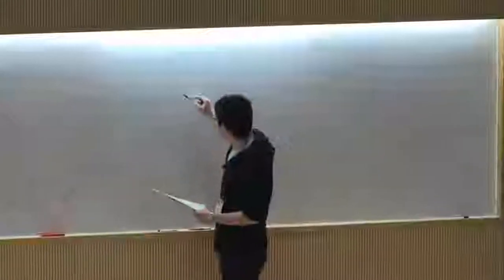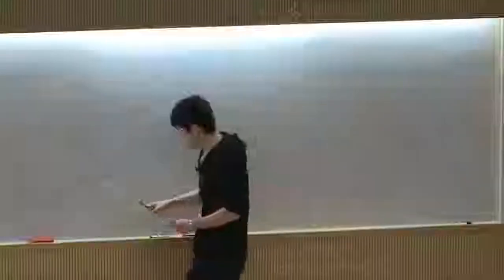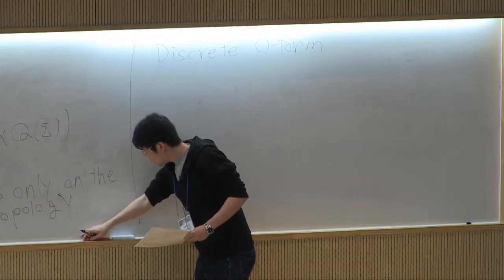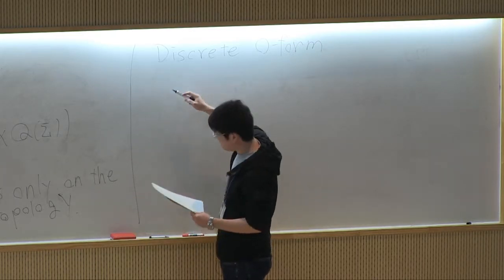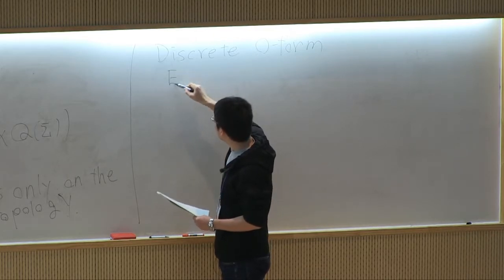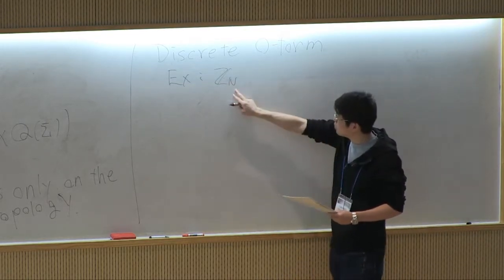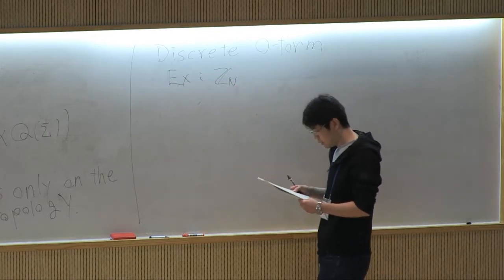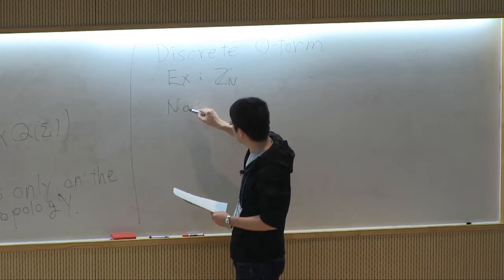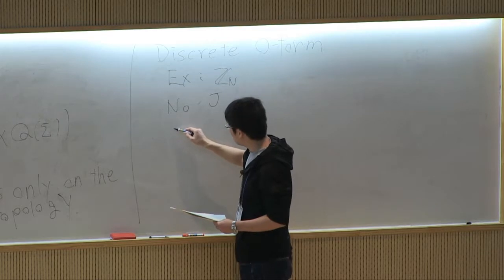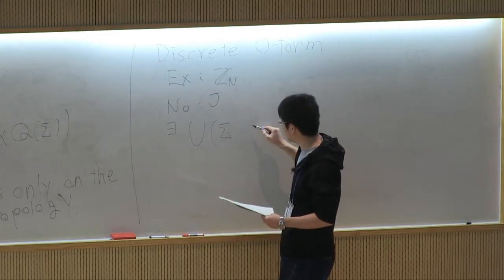And in the case of discrete zero form symmetry, for example, discrete symmetry means something like Zn. Yeah, we can also consider some non-abelian discrete symmetries, but in today's talk, I just consider abelian discrete symmetries. So for example, we can consider Zn. Then there is no conserved current, but still there exists this symmetry operator.